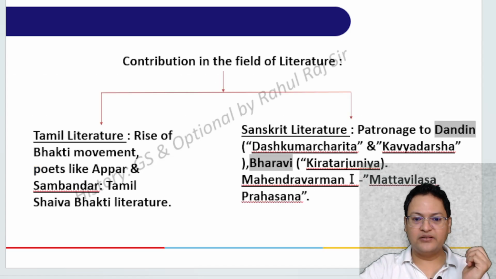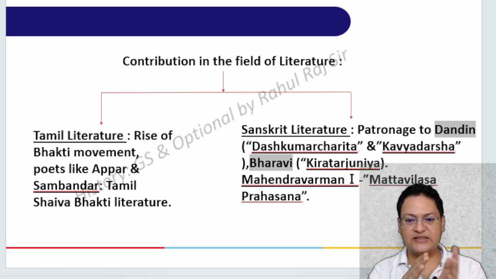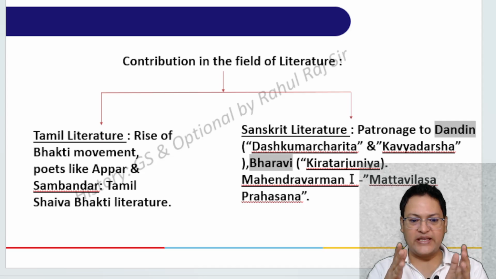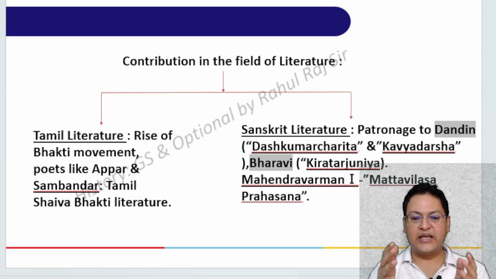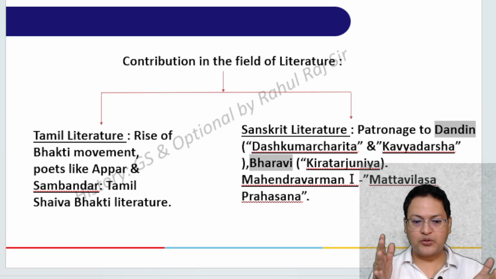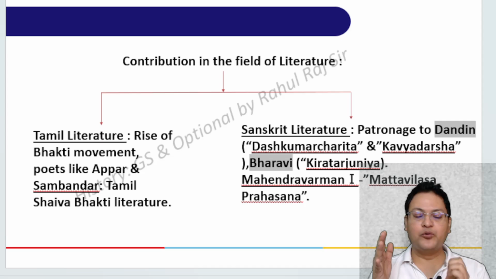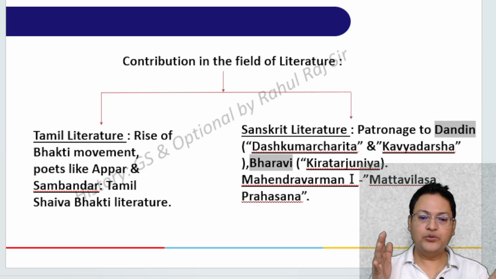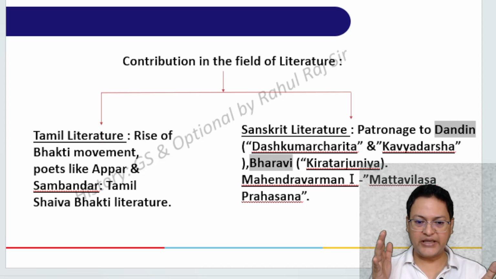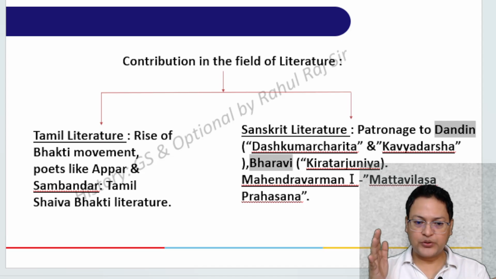Now let's move ahead. Contribution in the field of literature. First Tamil literature and then Sanskrit literature. Now see, the rise of the Bhakti movement, the South Indian Bhakti movement, okay, took place under the Pallavas. And poets like Appar, okay, Appar was a contemporary of Pallava ruler Mahendravarman I, right? He was in his court and he converted him to Shaivism. Earlier he was a Jain, right? You don't need to write so much, just mention this, Appar and Sambandar, okay.